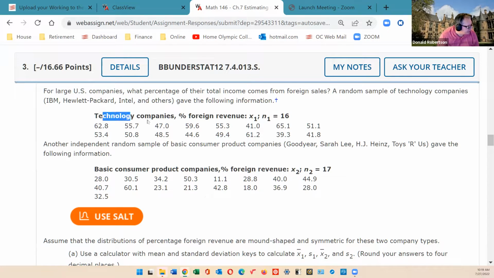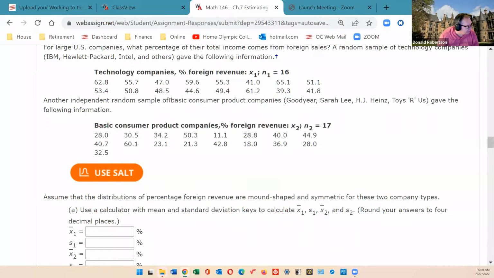And that's for technology. Now, another independent random sample of basic consumer products. Goodyear tires, cakes, baked beans, toys. So things you would probably buy every day, or at least reasonably often, and they tend to wear out, so you consume them. I guess that's why it's called consumer products.